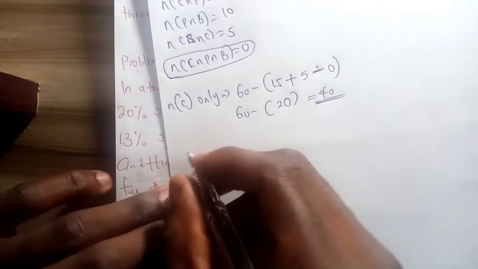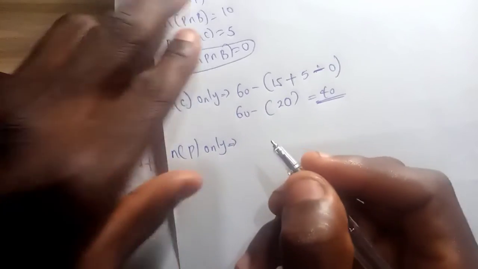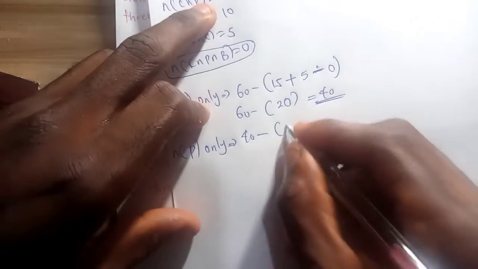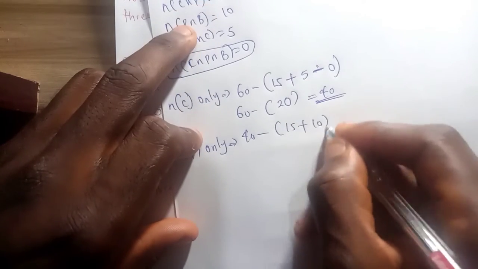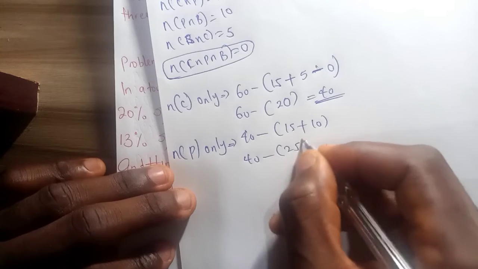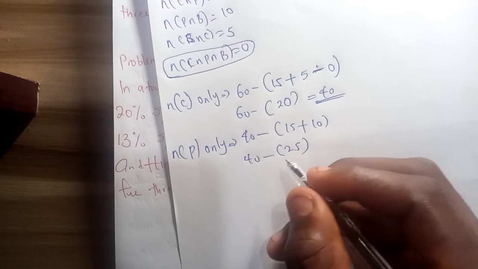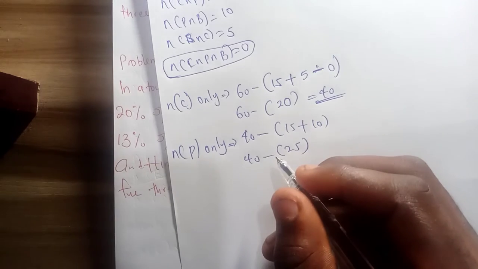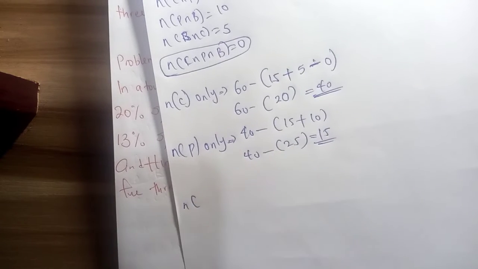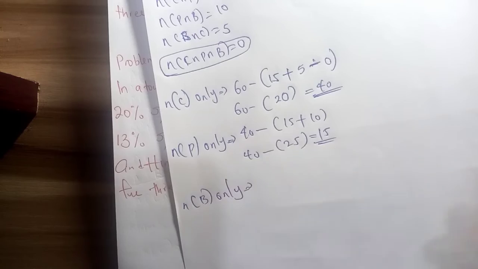40. Okay, number of physics only is 40 minus, where do you see physics again? 15 plus 10, because it's 0 we don't need to write it. So 40 minus 25, that will give us what? 15.